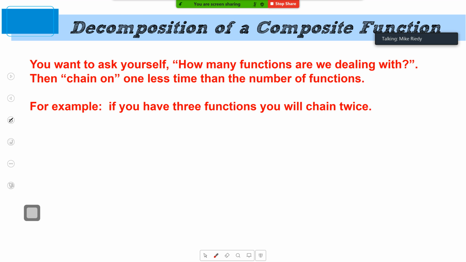Oh, that's kind of important. One of the things I mentioned is you want to figure out how many functions you're dealing with. We'll start with something easy. We'll start with 2 functions. You always chain 1 time less than the number of functions. If I have 3 functions, I'll chain twice. If I have 5 functions, I'll chain 4 times. The reason this is important is you will see problems where you can just keep chaining over and over and over again until eventually you get 0 and the whole thing's screwed up. So you got to rein yourself in a little bit and don't chain too many times.